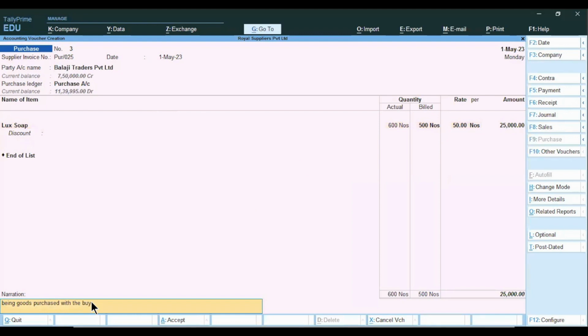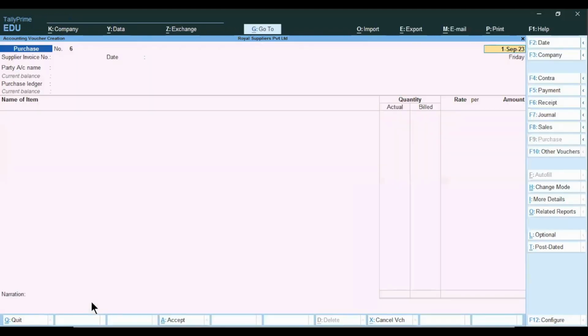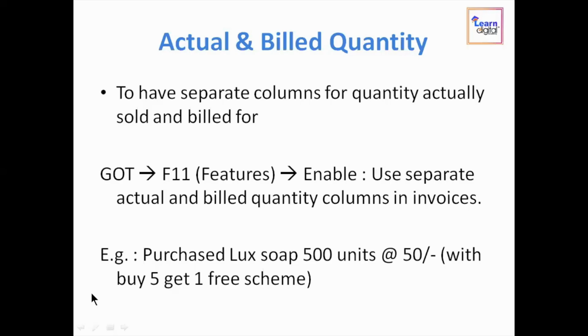With buy 5 get 1 free scheme. So this is how we can enter the quantities which are different. Actual quantities are different and bill quantities are different. Enter. Enter. Now let's check the stock.